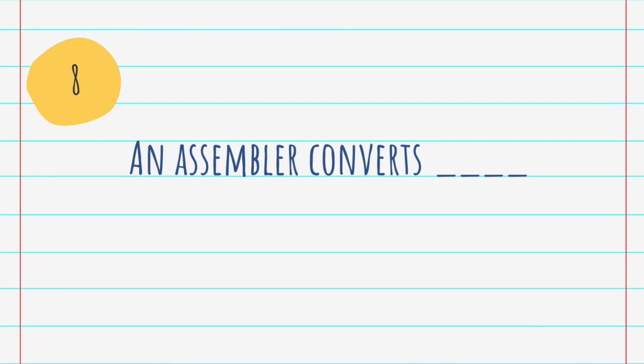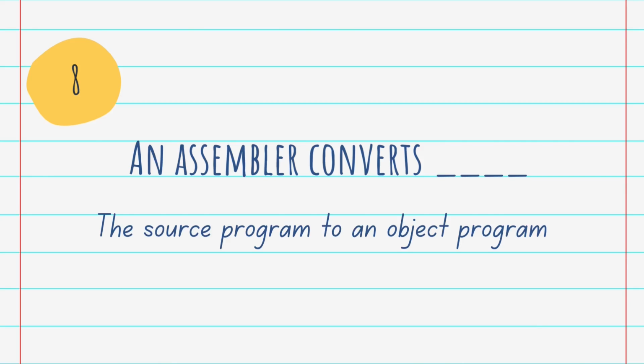Question number 8 is an assembler converts. Answer is the source program to an object program. An assembler is basically a program that converts the assembly language into machine code. It takes the basic commands and operations from assembly code and converts them into binary code that can be recognized by a specific type of processor.